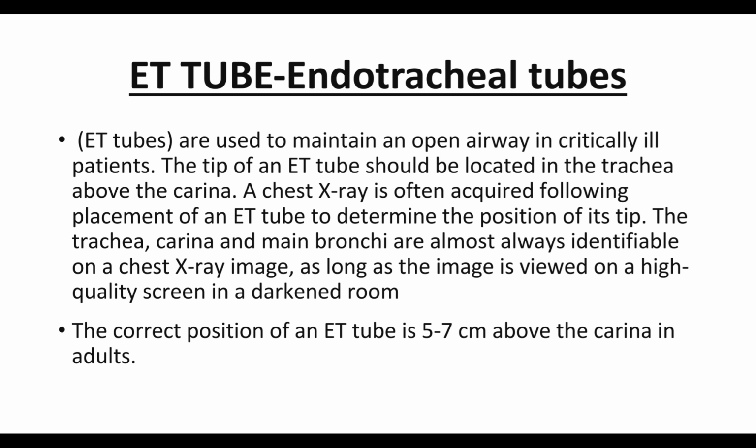The trachea, carina, and main bronchi are almost always identifiable on a chest X-ray image, as long as the image is viewed on a high-quality screen in a darkened room. The correct position of an ET tube is 5 to 7 centimeters above the carina in adults.